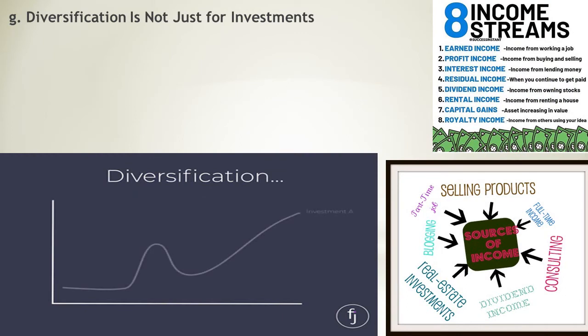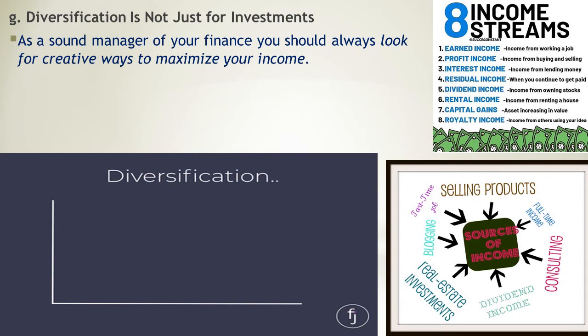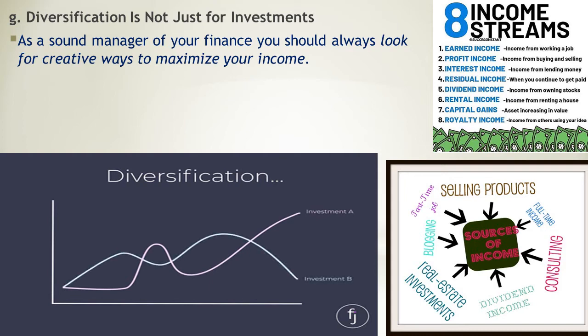Next, diversification is not just for investment. There is a saying that says, do not put all your eggs in one basket. It means that you must invest in other avenues. You should have more than one investment account. So you should be able to look for creative ways to maximize your income. On the top right hand side, you have 8 income streams. So you should not only have only one, but more than one.